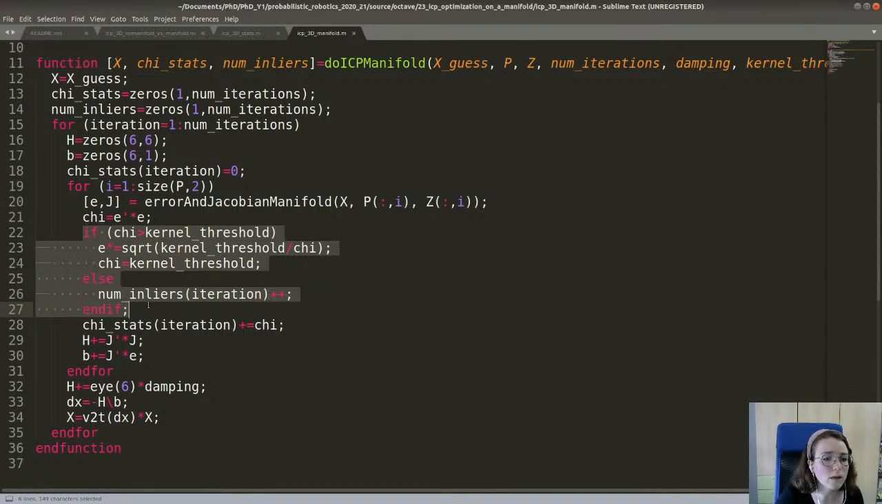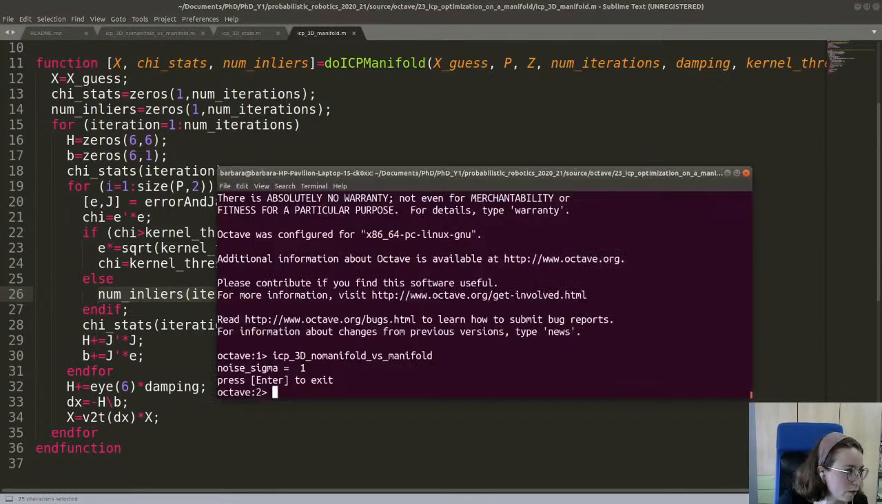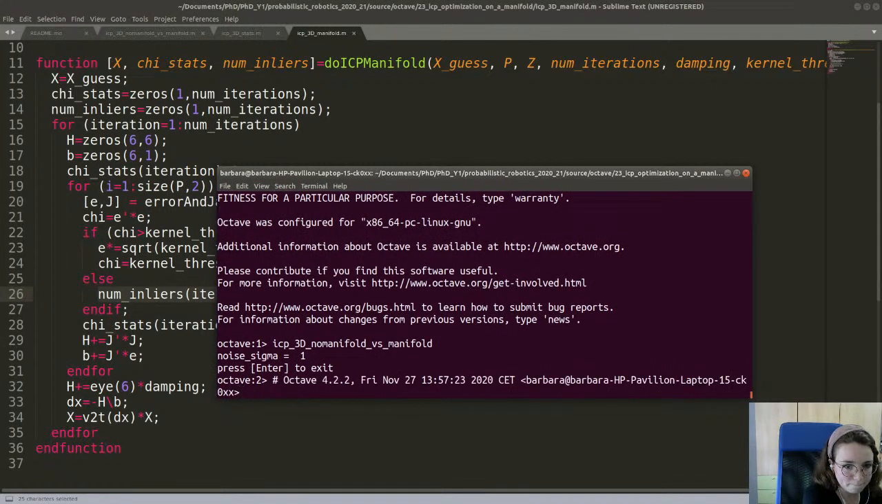Notice that this is a simpler method than what you have seen already when talking about robust kernels. Notice also that in case a measurement is not such that the chi is bigger than the threshold, then we are saying that we have encountered an inlier, and therefore we increase the number of inliers for that specific iteration. And you can run this one as well.